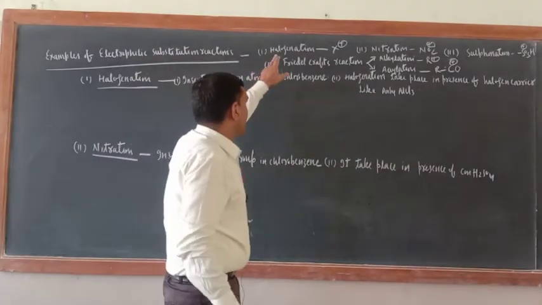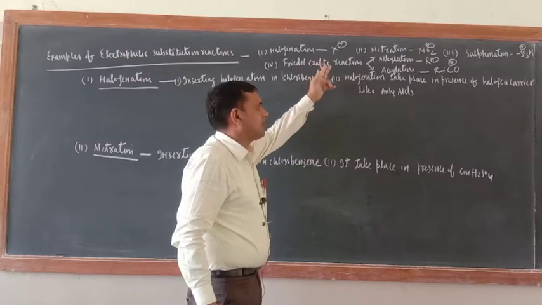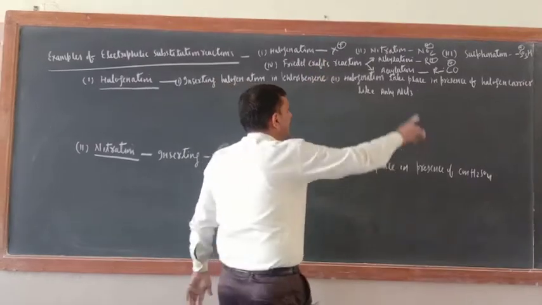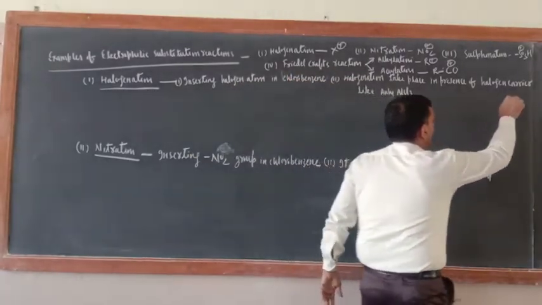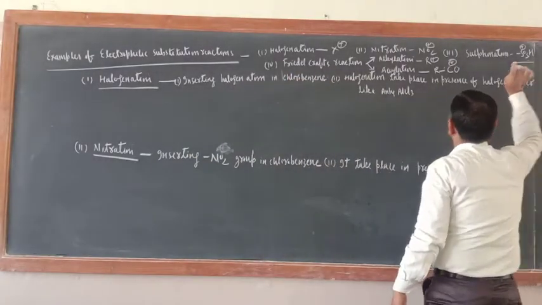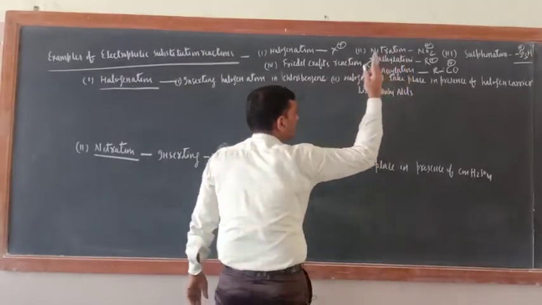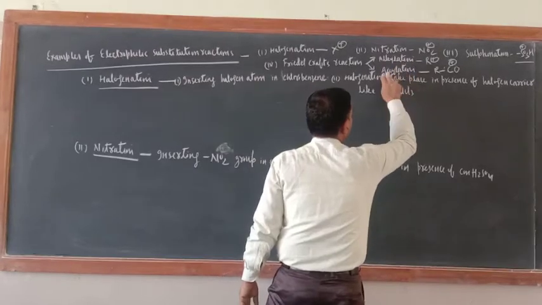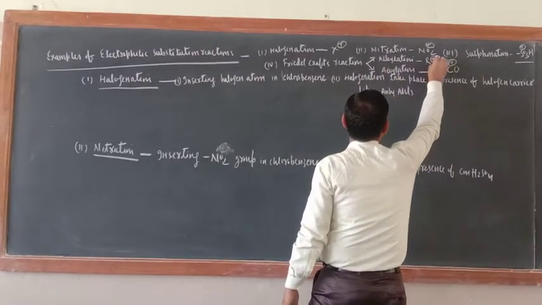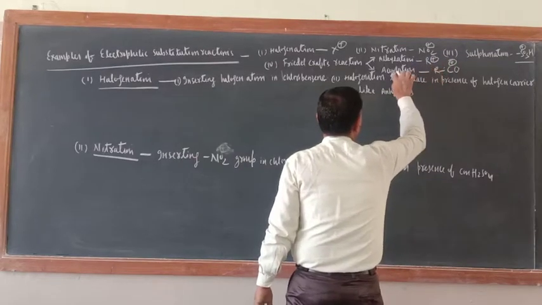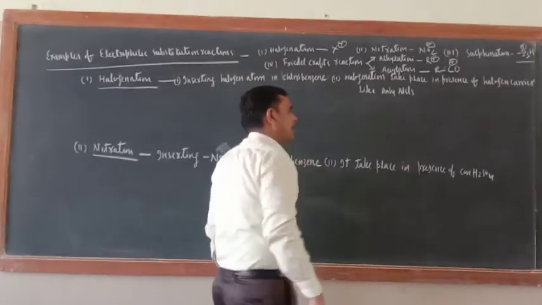Halogenation: during halogenation, a halogen electrophile will be generated. Nitration: NO2 positive electrophile will be generated. Then sulfonation: SO3H positive electrophile will be generated. Friedel-Crafts reaction: there are two Friedel-Crafts reactions, alkylation and acylation. In alkylation, R positive electrophile will be generated. In acylation, RCO positive electrophile will be generated.